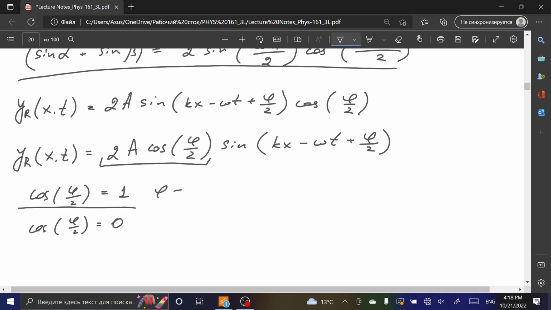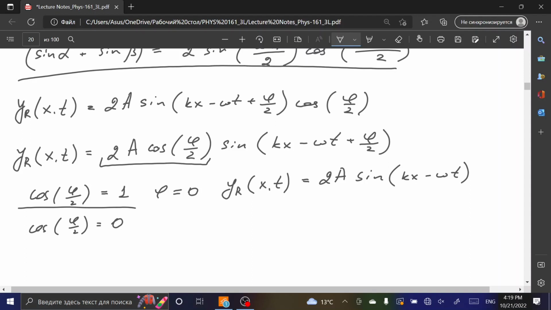It should be equal to 0. So that will be when we get the value for cosinus equal to unity. So in this case, what we have? We have y r as a function of x and t equal to 2a times sinus kx minus omega t, because phi is equal to 0.